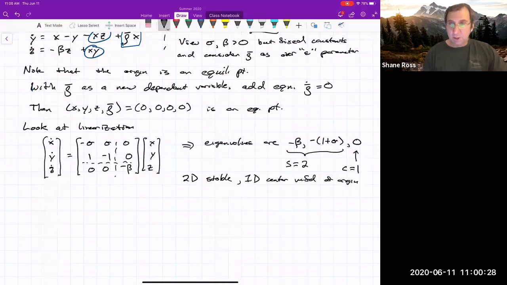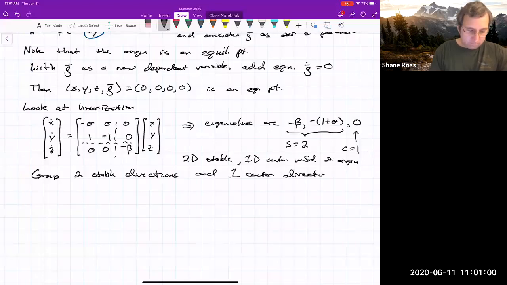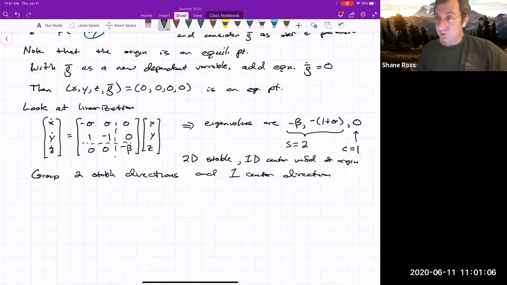But first, we need the linearized matrix in that block diagonal form that we had from last time, right? Where we group things into a 2x2 matrix B, and then a 1x1 matrix A. So we need to group things like last time. So group the 2 stable directions and 1 center direction. And how do we do that? We compute the eigenvectors corresponding to these eigenvalues.